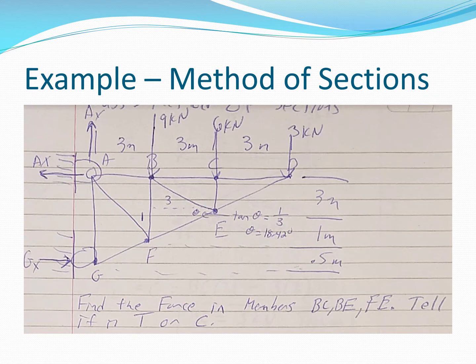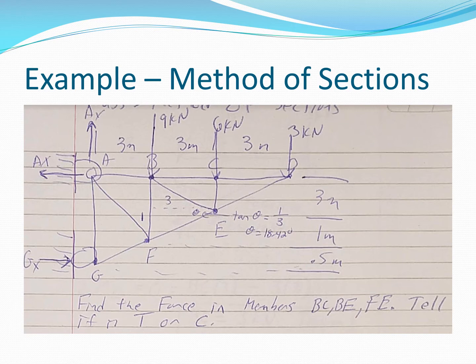So here's an example. We've got this truss hanging on the side of the wall. There's a 9, a 6, and a 3 kilonewton load at points B, C, and D. There is a pin at point A, and there is a roller at point G, right? So at A, you've got an Ax and an Ay reaction. You've got a Gx. It's in the x direction because it's a normal force and because of the orientation of the truss in this particular case. The question asks us to find the forces in members BC, BE, and FE. You'll notice those are essentially in the middle, and then tell us if they're in tension or compression.